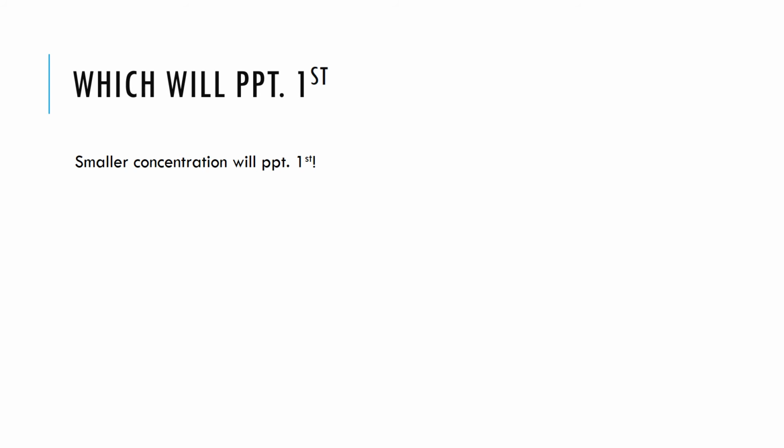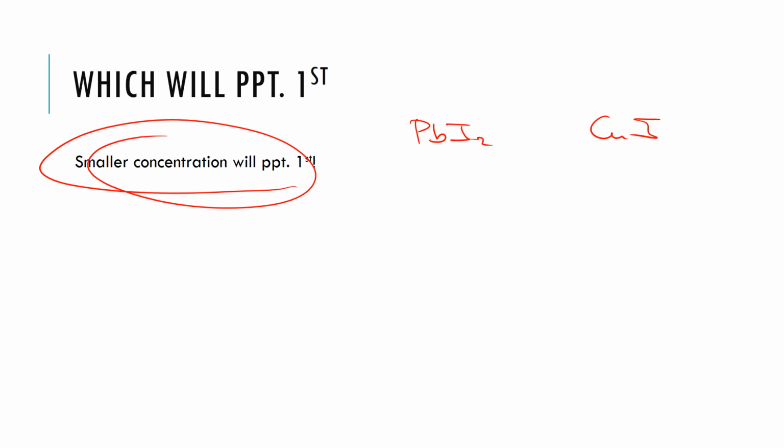Which will precipitate first? This is another question that they like to ask. So an example for this is if I have PbI2 versus CuI, and they're saying that they're adding iodide to both of these, and you're trying to figure out which one will precipitate first. The smaller concentration of what's common between them, so what's common is the iodide, the smaller concentration will precipitate first, because that means that it's less amount to add to cause that precipitate to form.